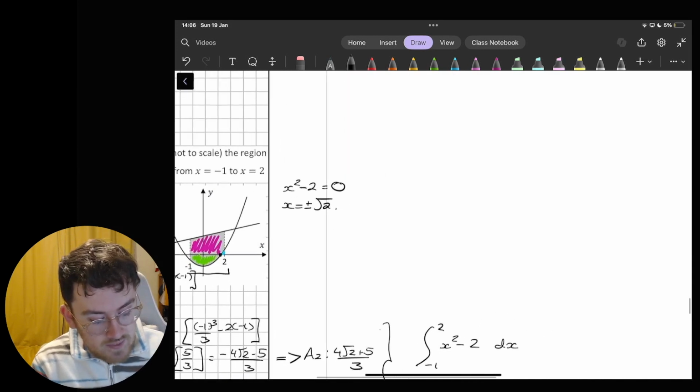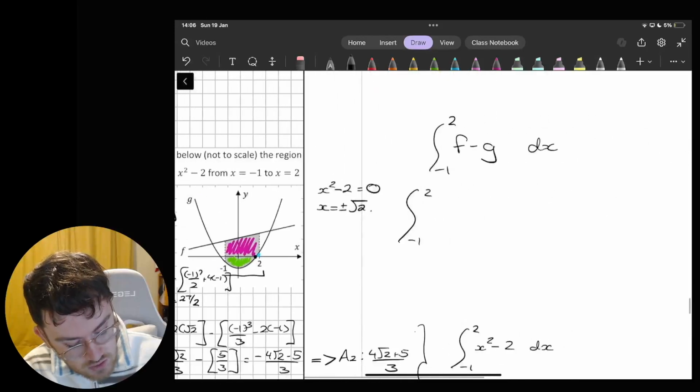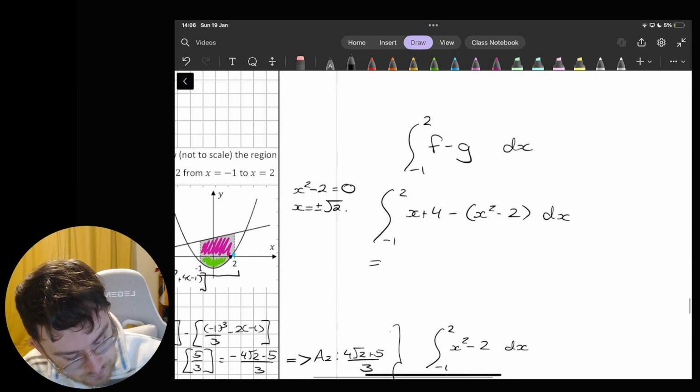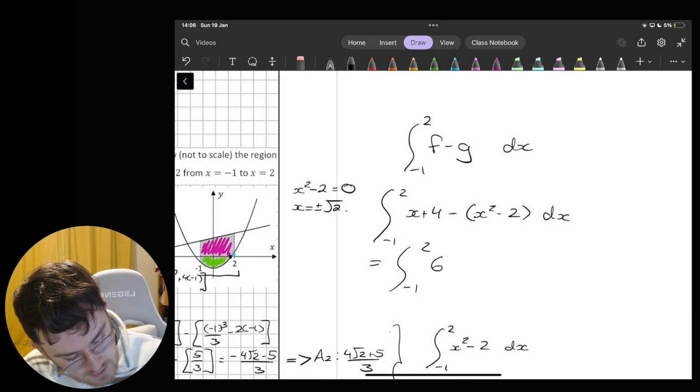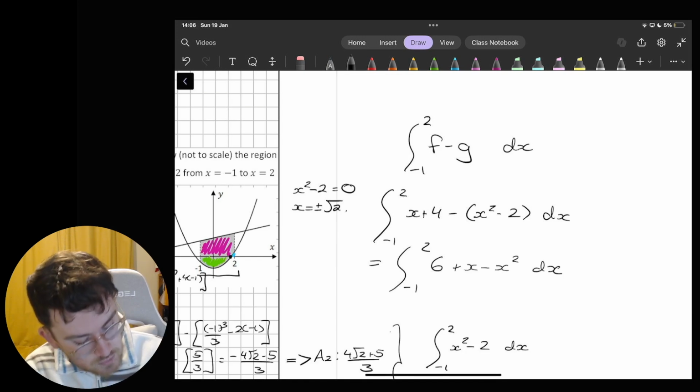f is on top and then g. So if we maybe tried to integrate f minus g between those values, and we'll just see. Okay, it's no harm for us to consider, does it still work in this case? So x plus 4 minus x squared minus 2 dx. So I'm integrating, and let me see, plus 2, so 6 plus x minus x squared between -1 and 2.